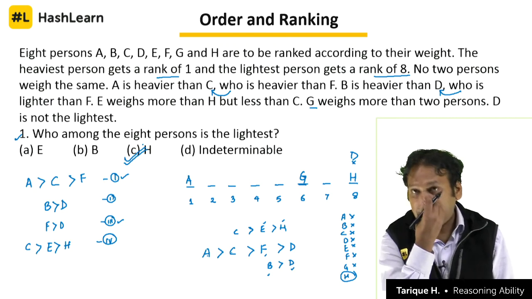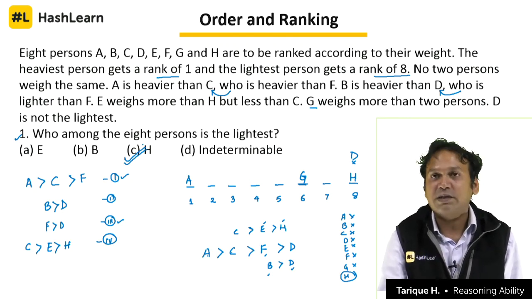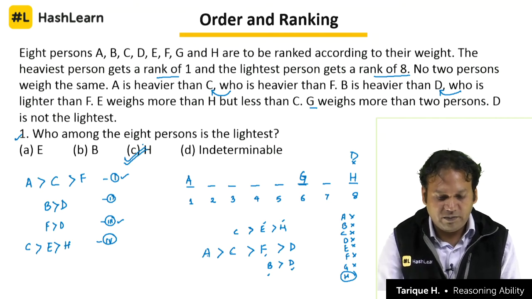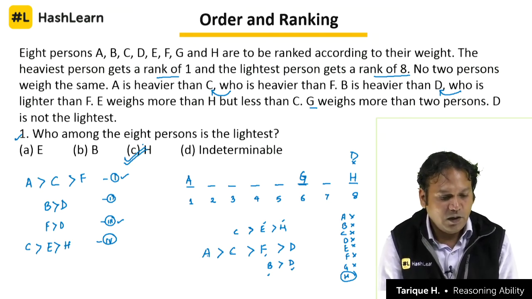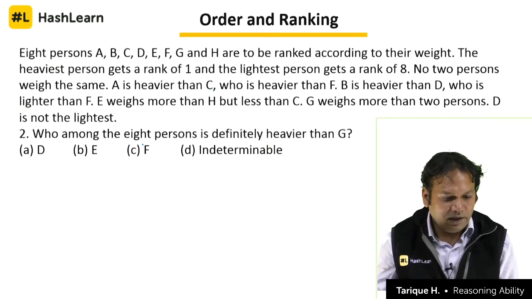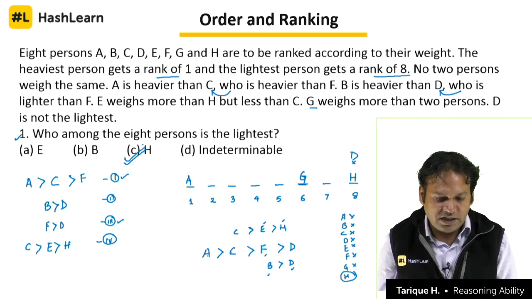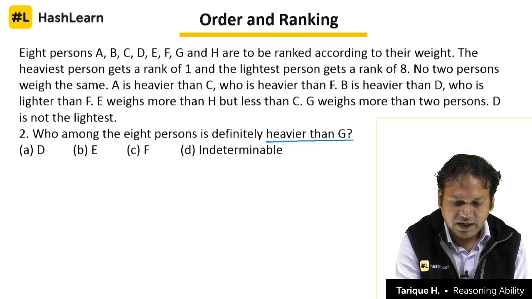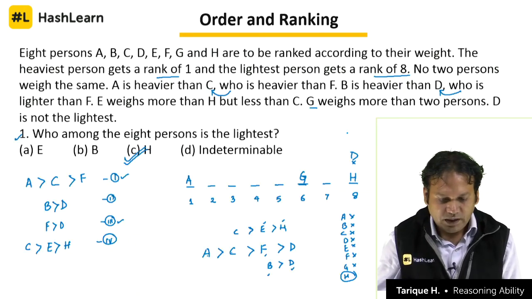That is one thing that we can definitely answer just from this much information, without having to try to fill the remaining part of the table. Who among them is the lightest person? Now who among them is definitely heavier than G? The question is, who among them is definitely heavier than G.